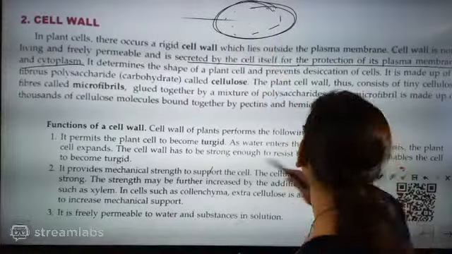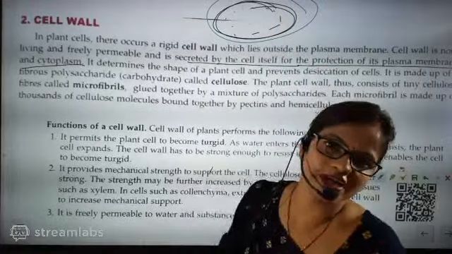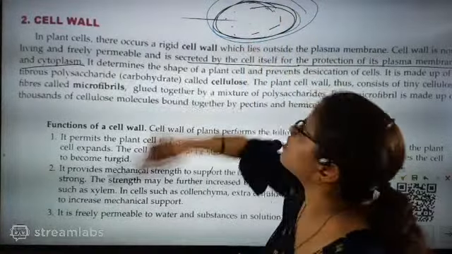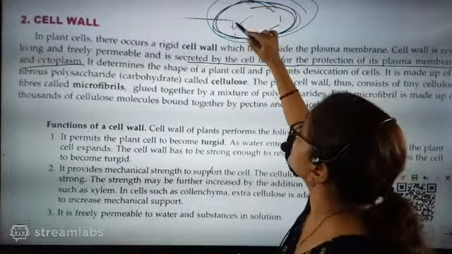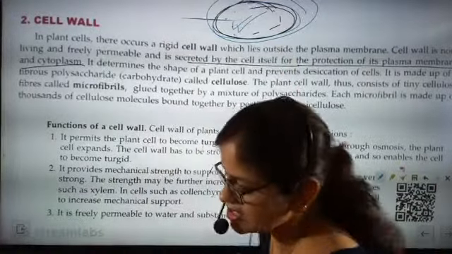So outside the plasma membrane, we will be seeing this cell wall, and this cell wall will be protecting the plasma membrane, and along with the plasma membrane, it will be protecting the cytoplasm.